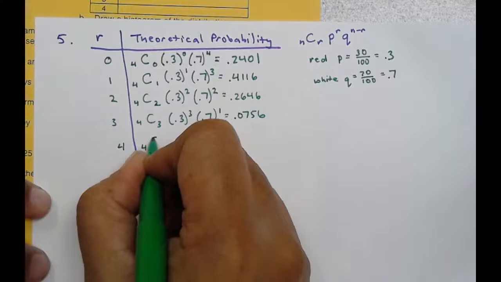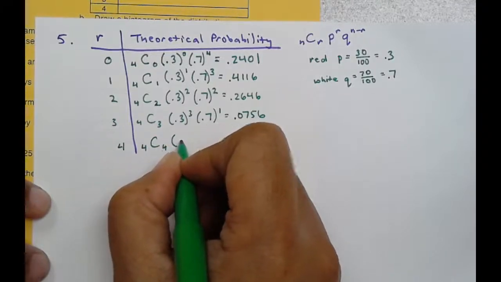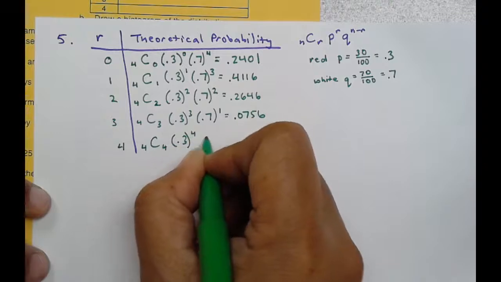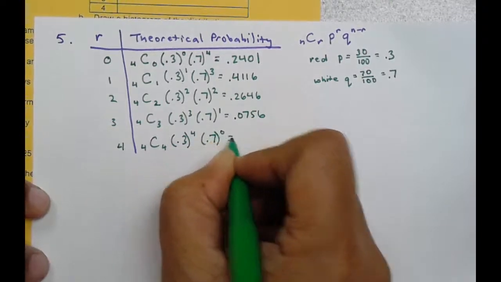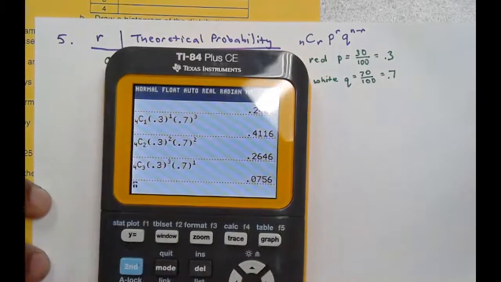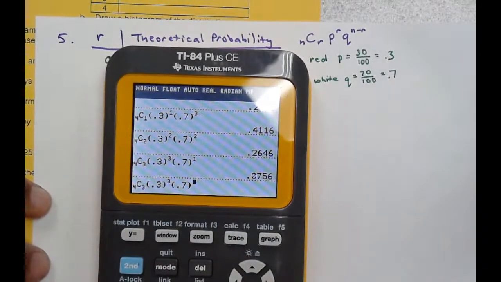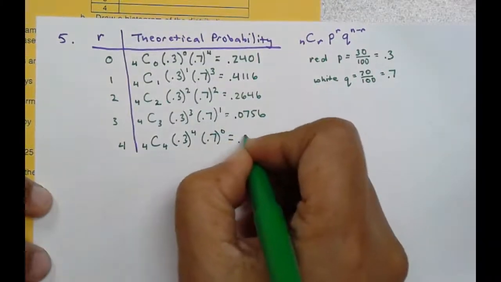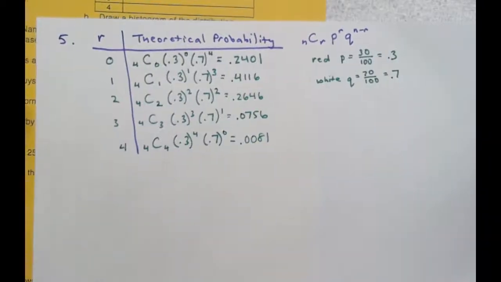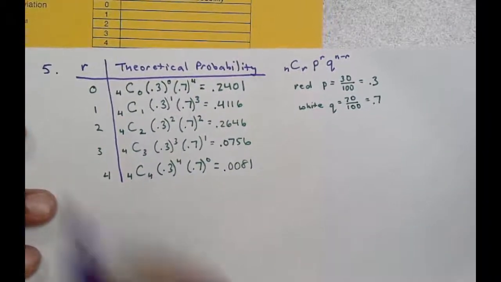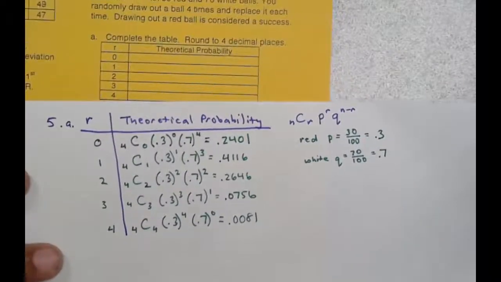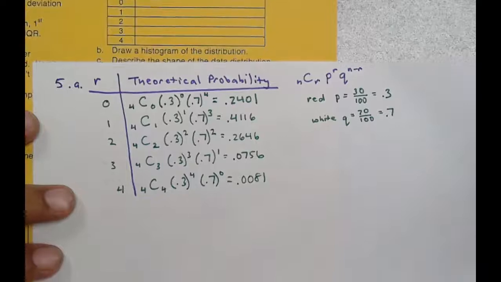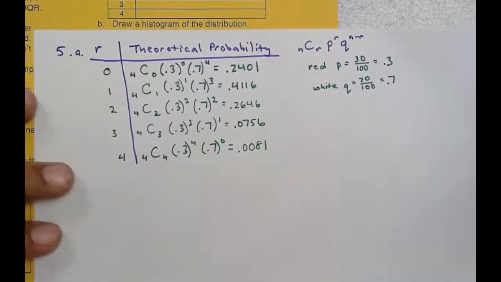And then the last one is we're choosing that all 4 are going to be red. So it's to the 4th power, which means we are not going to have any of the white. So we're going to go ahead and put this in. So we're saying that we're going to have 0 white, all 4 are red, and that's going to get us 0.0081. Okay. So that is all part A, which is filling this table out. Part B is drawing a histogram to show this distribution.